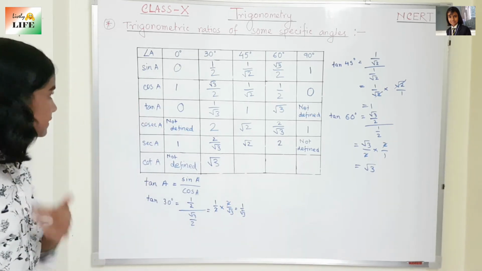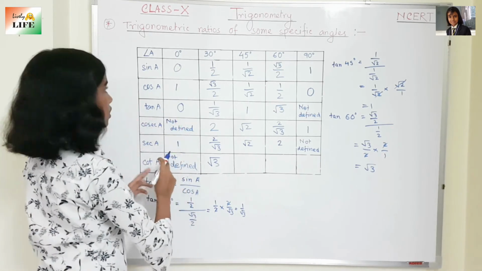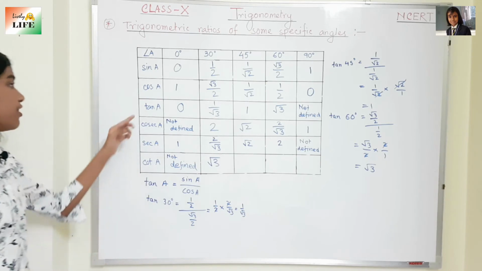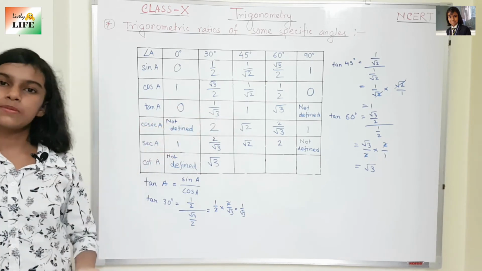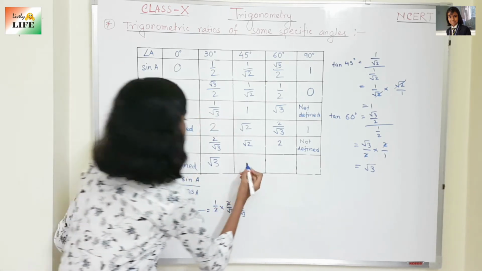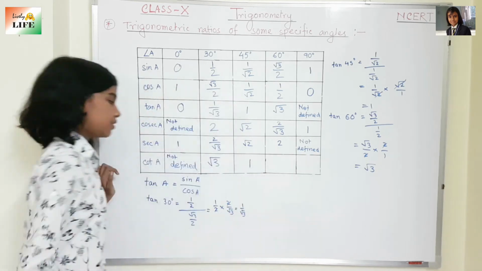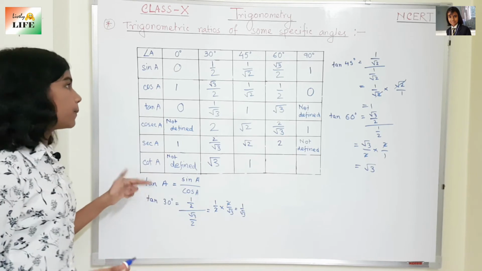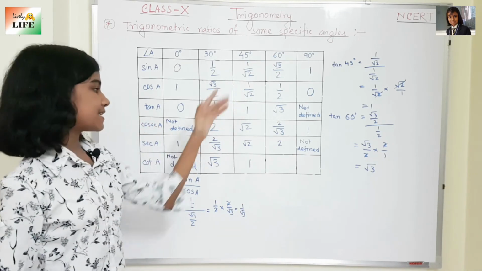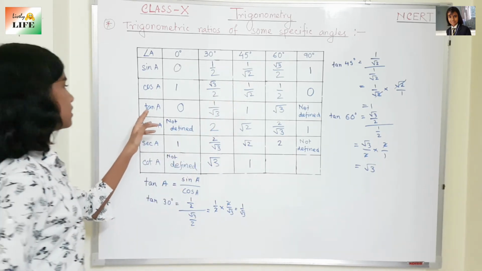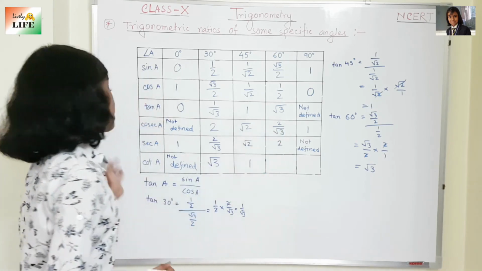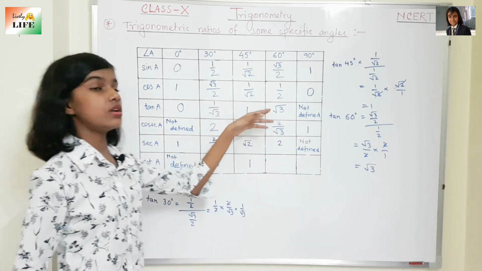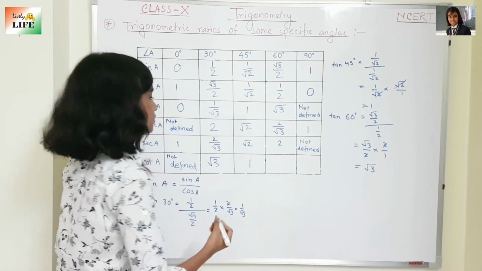Right? Then the next one is cot 45. Tan 45 was 1. What is the reciprocal of 1? It is 1. So cot 45 will be 1. Right? Cot 45 is also 1. Now let's move to the next one, that is cot 60. Tan 60 is root 3. And then what will be cot 60? The reciprocal of root 3 will be 1 by root 3.